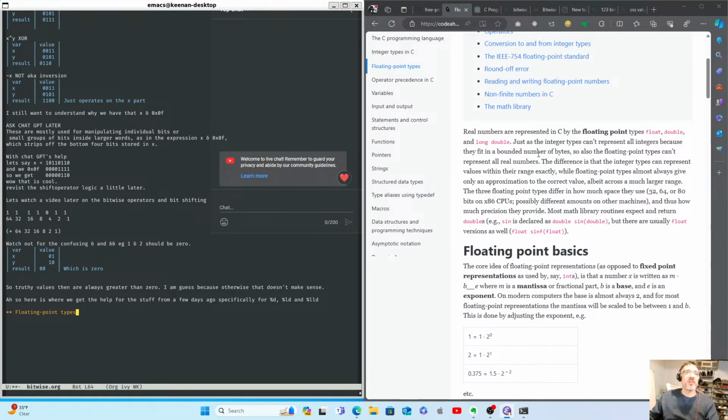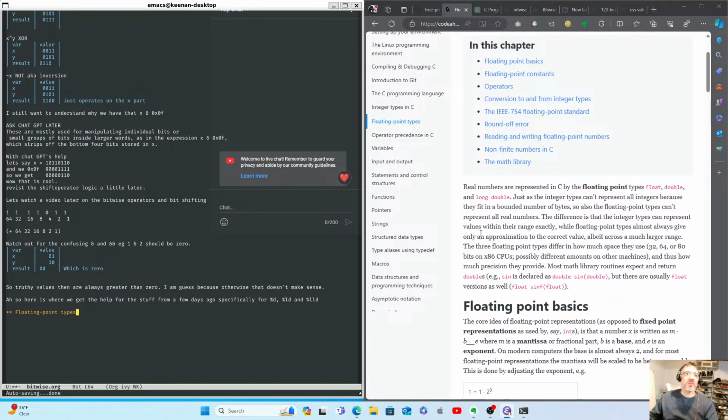Real numbers are represented in C by the floating point types float, double, and long double. Just as the integer types can't represent all integers because they fit in a bounded number of bytes, so also the floating point types can't represent all real numbers. The difference is that the integer types can represent values within their range exactly, while floating point types almost always give only an approximation to the correct value, albeit across a much larger range.